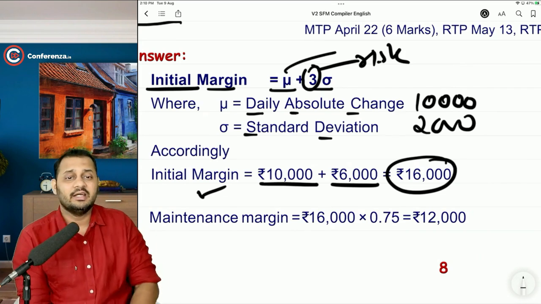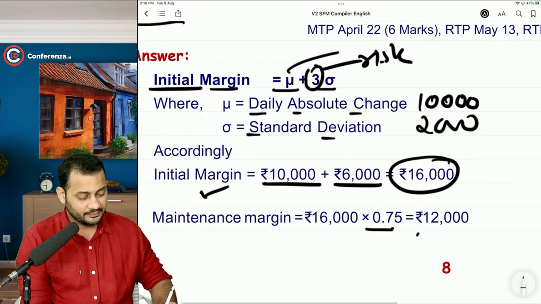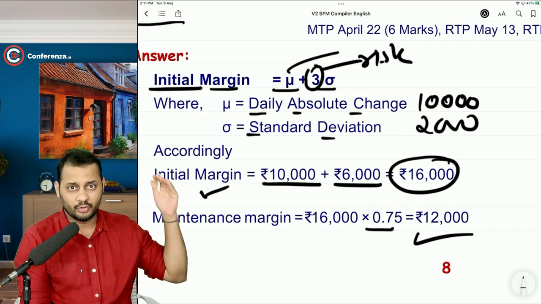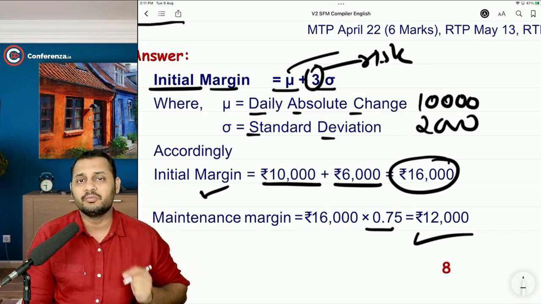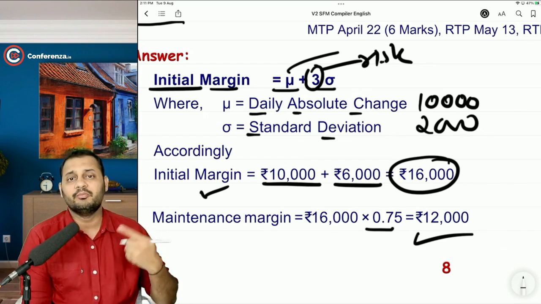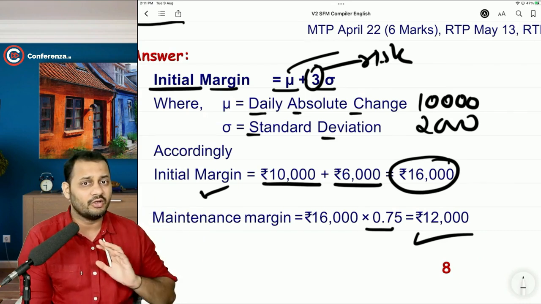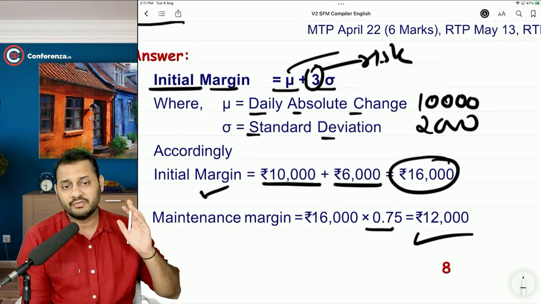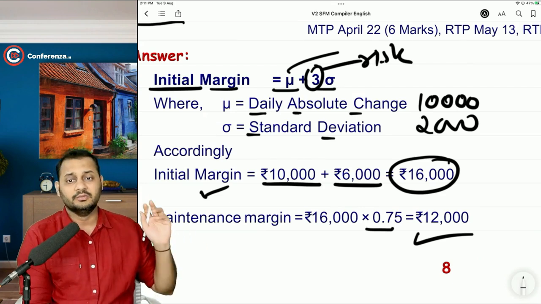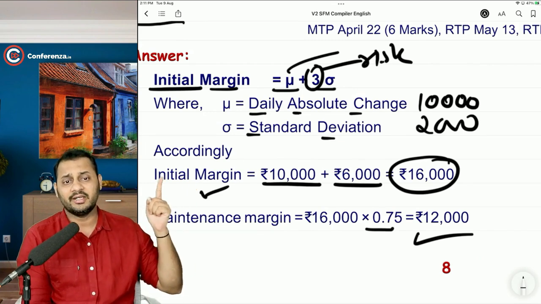Now 16,000 is the initial margin level, but 75% of that is kept by the exchange as maintenance margin. So at any point of time, if your margin account goes below 12,000, you will get a call from the broker to deposit more balance. Why? Because the stock exchange or the broker will not take the responsibility of your loss. They will make sure the balance is sufficient at every point of time, and they will call for the amount which will bring your margin account back to the level of 16,000.